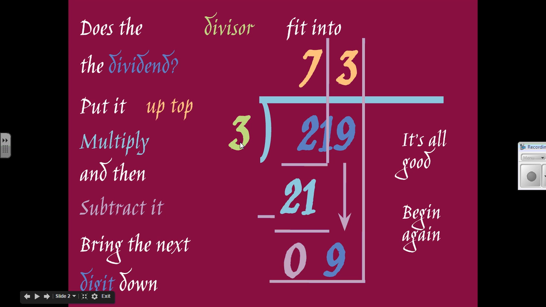So in this case, 3 goes into 9 3 times. 3 times 3 is equal to 9, and I didn't have enough space on this computer, so I didn't keep going. It goes in 3 times, and then I subtract it, which is 0. Bring the next digit down. There's no more digits. It's all good. Begin again. So there's no way for me to begin again. There's no remainder, so my answer is 73.